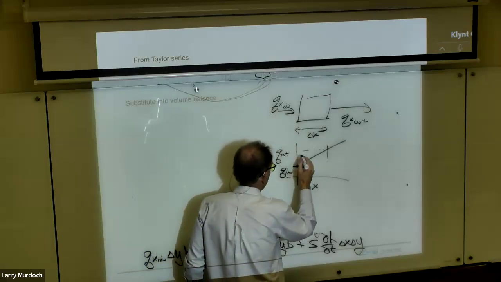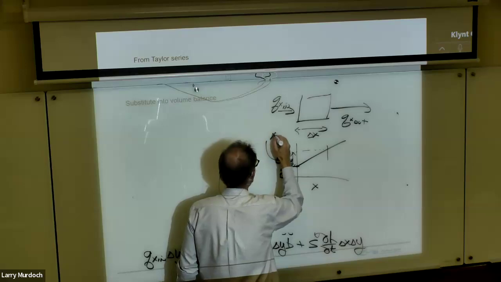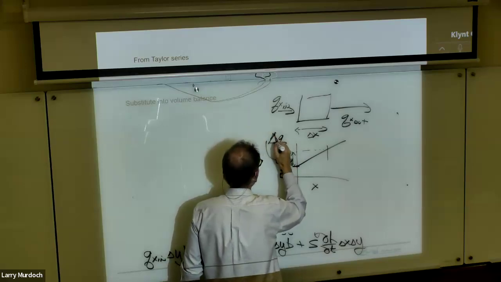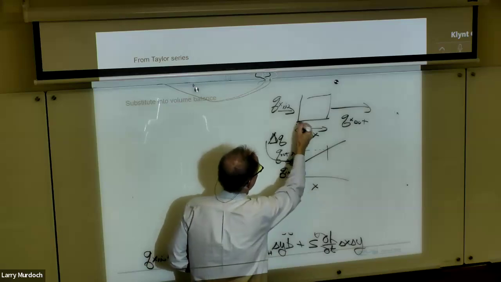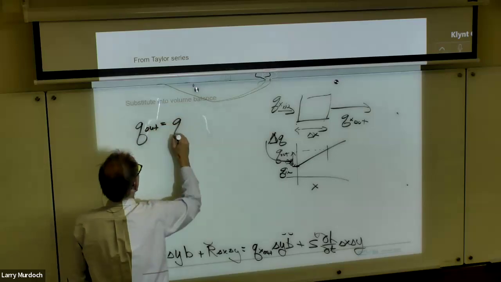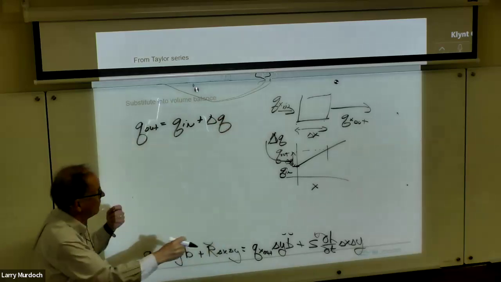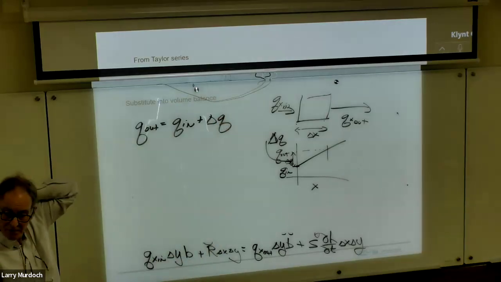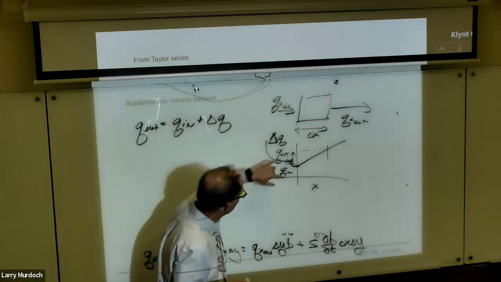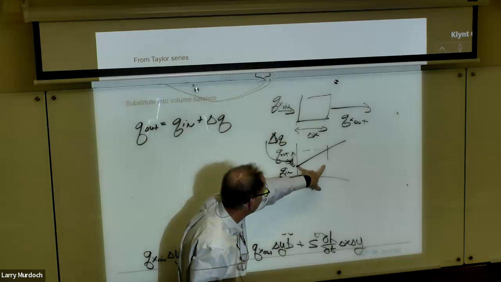So that's delta Q. Think of that as delta Q, just the change of Q from here to here. So Q out is equal to the Q in plus the change of Q over that delta X.